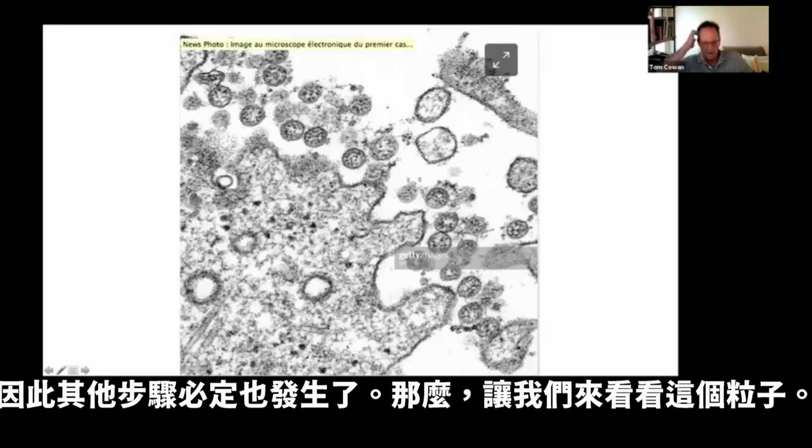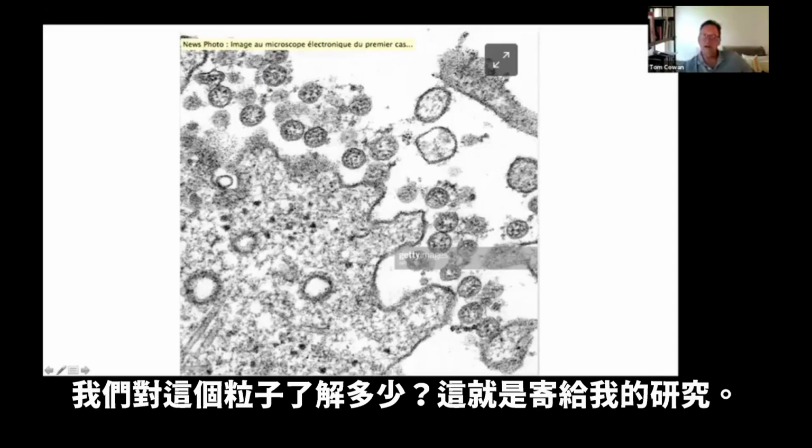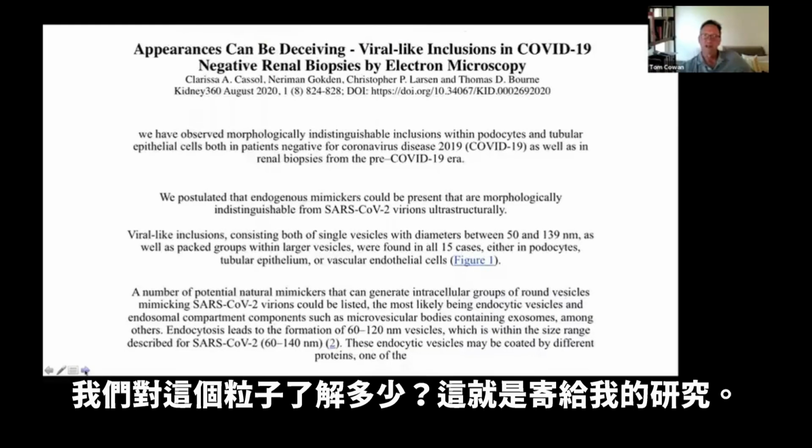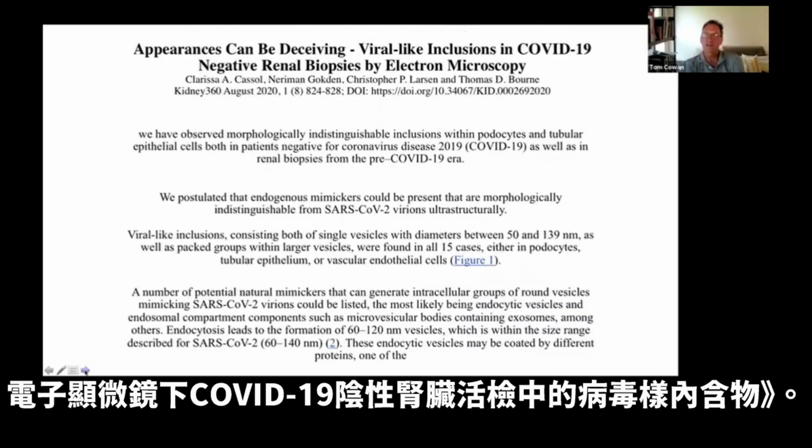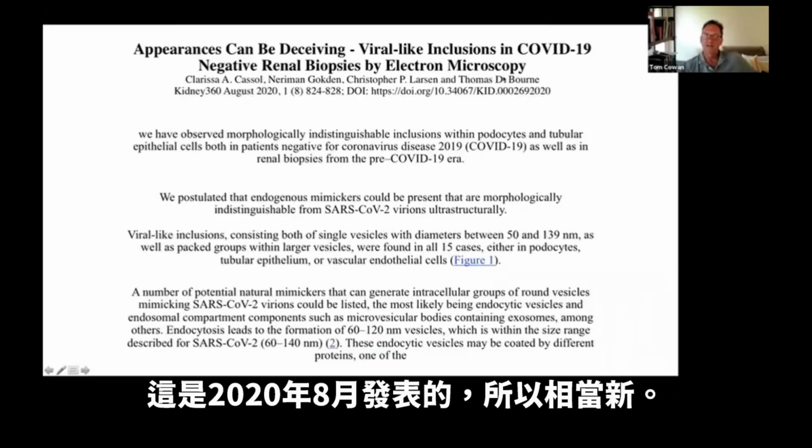So let's take a look at this particle. What do we know about this particle? This is the study that was sent to me. The title of the paper is Appearances Can Be Deceiving: Viral-like inclusions in COVID-19 negative renal biopsies by electron microscopy.